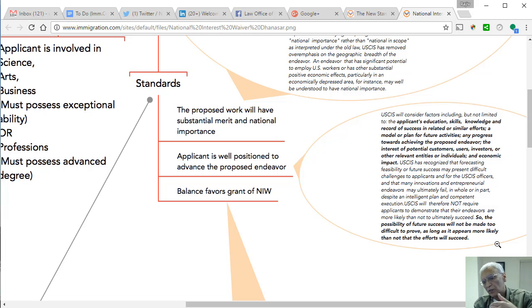They said that in 2-3 different places in the Dhanasar decision, in various contexts. They're not going to make me compare my work to everybody else's work. They're just going to say, what does your work do for the USA? Where is the merit? Where is the national importance? And substantial merit. And also remember, our burden of proof is preponderance of the evidence. What does that mean? More likely than not. Even though there is some doubt, if what I'm saying is more likely than not, you must approve my case. I only have to prove my case by 51% evidence, not by 99%.